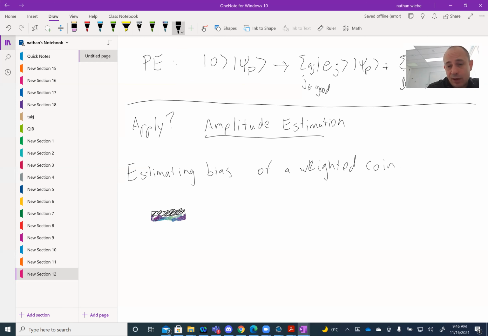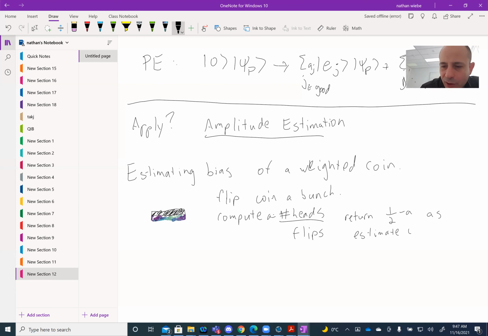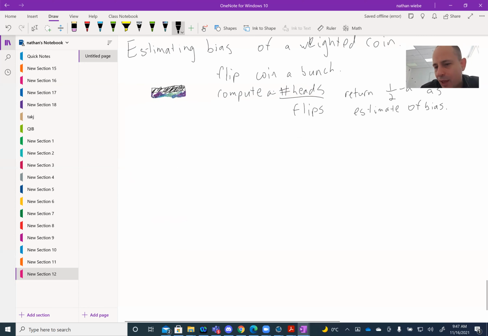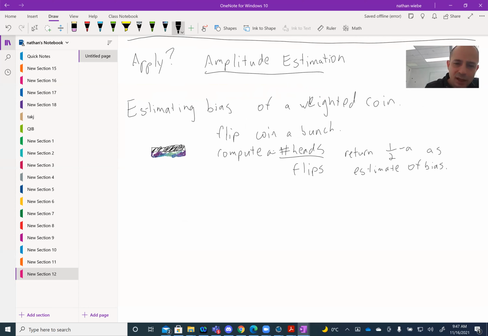The way you estimate this, the optimal algorithm for doing this, is to flip the coin a bunch, compute the number A equals the number of heads divided by the flips, and return 1/2 minus A as the estimate of bias. Now, the standard deviation in the estimate of the bias that we end up getting is just the standard deviation of the mean.